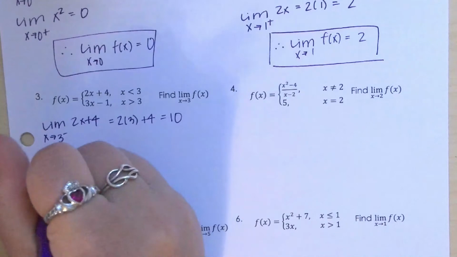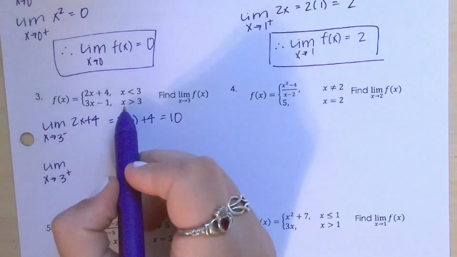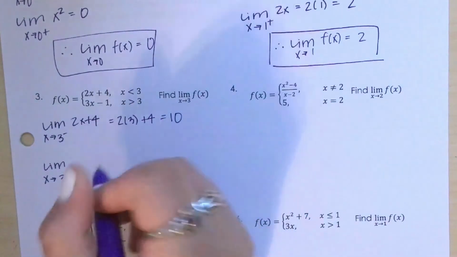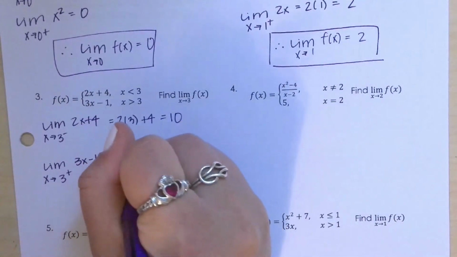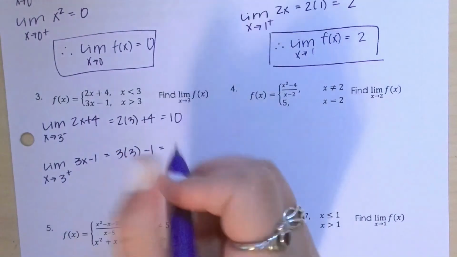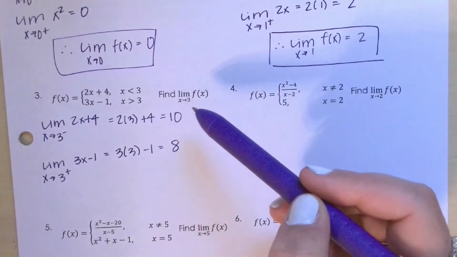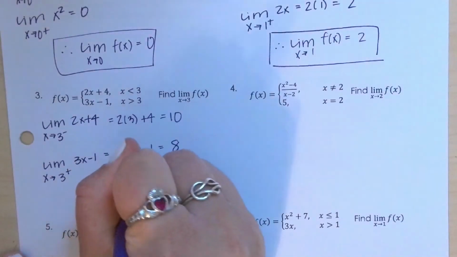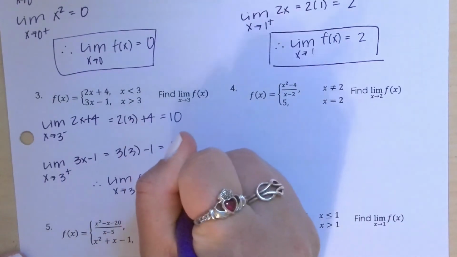Now we need to do the limit from the right. So the limit as x approaches 3 from the right, those x values are going to be larger than 3. Okay, so we need to use this function, the 3x minus 1. And when we substitute in, we get 3 times 3 minus 1. That's going to give us 9 minus 1, which equals 8. And so, unlike our other examples, we can see that since our left limit and our right limit aren't the same, that's going to tell us that the limit as x approaches 3 of f of x does not exist.